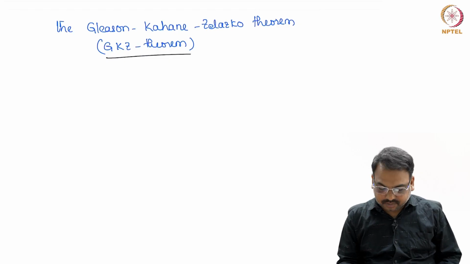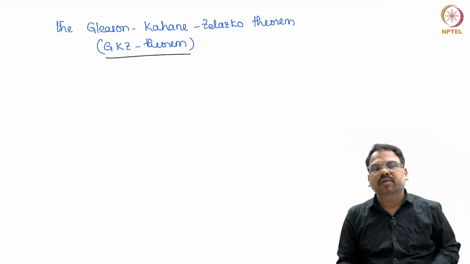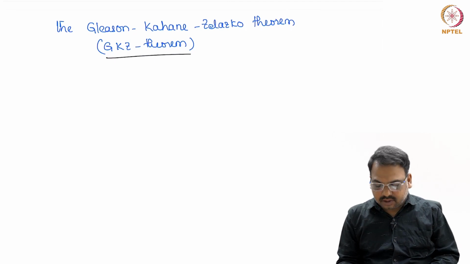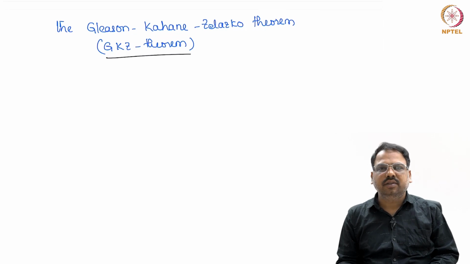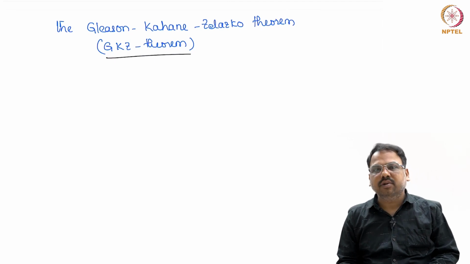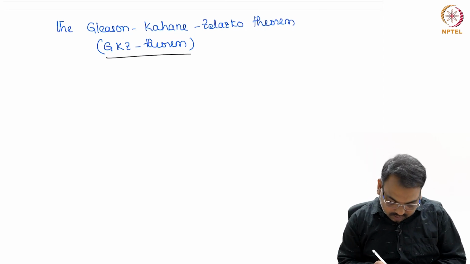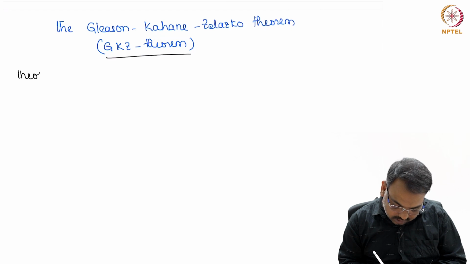Hi everyone, in the last class we discussed multiplicative linear functionals defined on a Banach algebra and their relation with the maximal ideals in a Banach algebra. Today we are going to discuss a characterization of multiplicative linear functionals, which is known as the Gleason-Kahane-Żelazko theorem, or the GKZ theorem.